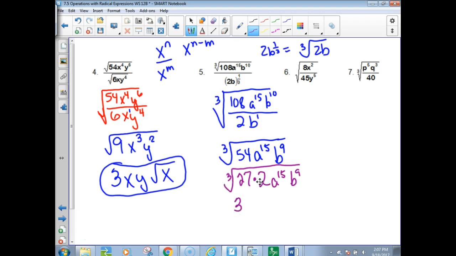So then 3 goes into 15 5 times, we got a to the 5th. And then 3 goes into 9 3 times, we got b to the 3rd. But something got stuck, and it was the 2. Something is wrong with my answer right now.